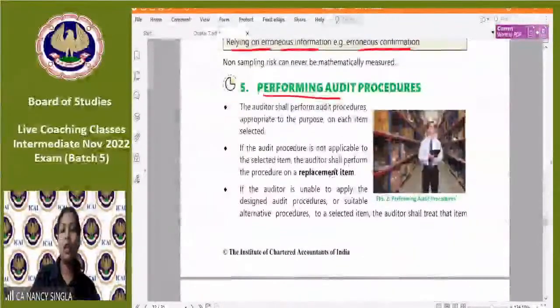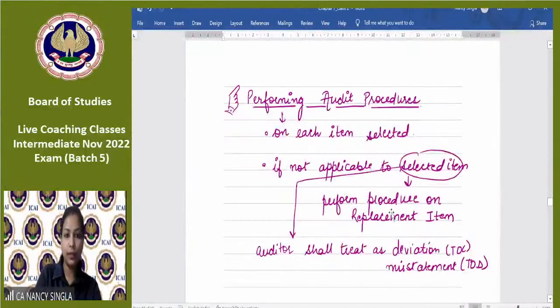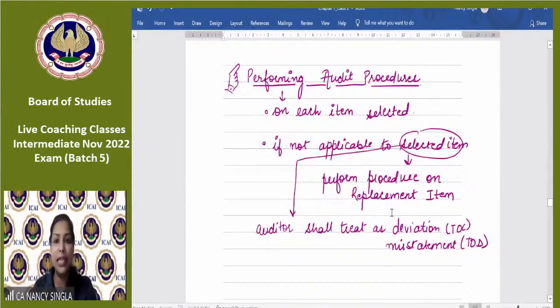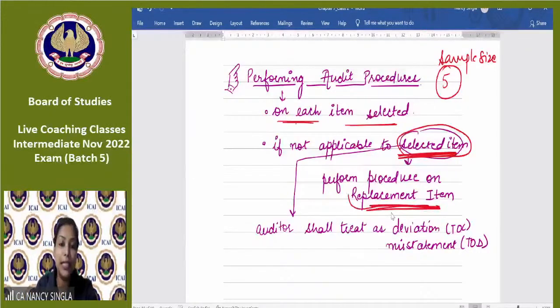See, performing audit procedures. Whatever item is selected in the sample, the auditor will perform the audit procedure on each item selected. If the sample size was 5, then on each item, whatever invoices he has selected, he is going to perform the audit procedure. Okay? Now, students, it might be possible that it is not possible to apply the audit procedure on the selected item. In that case, the auditor will take another item, that is a replacement item.